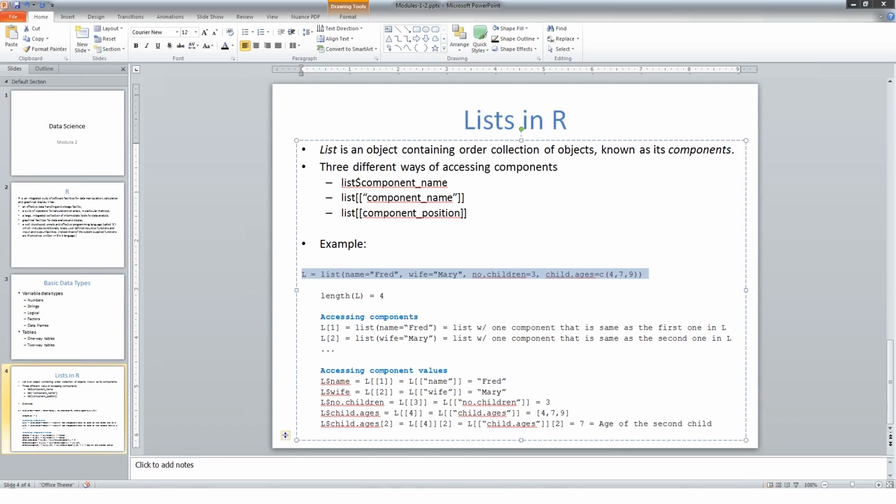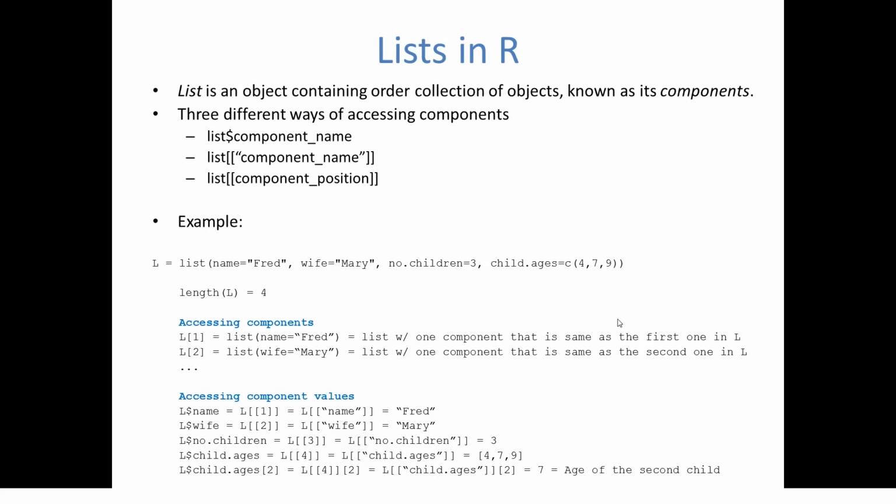Now, let's look at the full example. So this is our list. Length of list is 4, obviously. When I say L of 1, I get the first component, which is like a list with one component within it. And L of 2 is a list, again, with one component. And that's why it has the name as well as the value. Now, this is accessing the individual components. If I want to access individual component values, then I have to put two open brackets with either the index or with the name. Or an even simpler one is just simply putting a dollar sign.